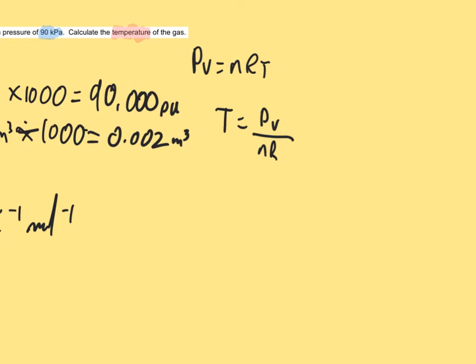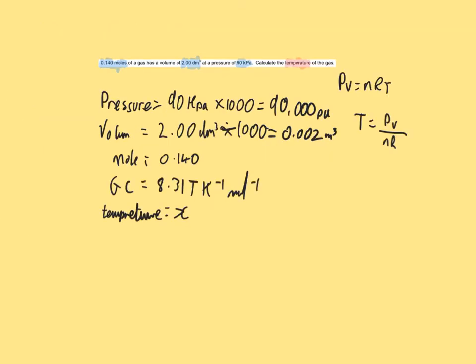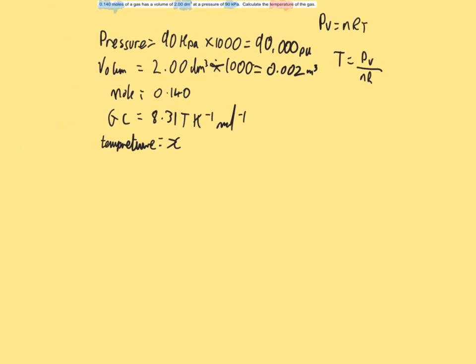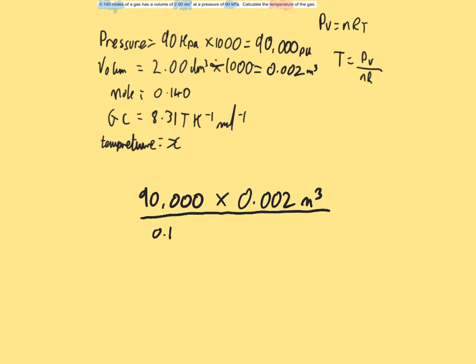Let me just double check that. I'm sure it's correct. Yeah, we found it correct. Now I just need to plug this into the equation. So the pressure is 90,000, times that by our volume, which is 0.002 meters cubed, and divide this over our moles, which in this case is 0.140, times by our gas constant, 8.31. So now I've got to punch this into a calculator.